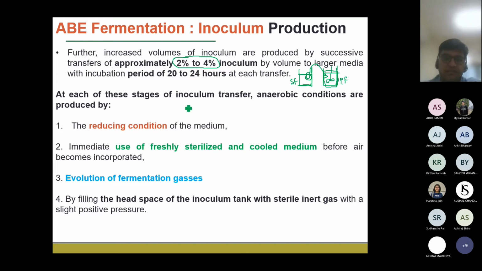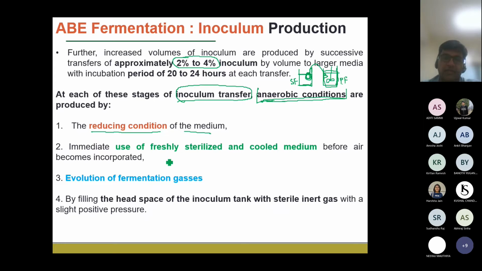At each stage of this inoculum transfer, when we are transferring this 2 to 4% of the inocula, several things have to be maintained. One thing is that anaerobic conditions are actually produced, because we have to make sure that the cells are not exposed to oxygen. And how do we maintain the anaerobic conditions? By maintaining the reducing condition of the media to which it is being transferred.